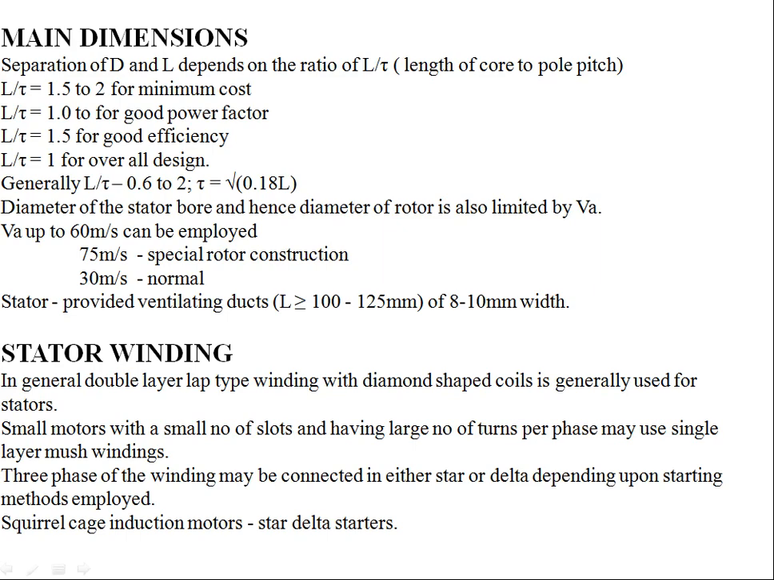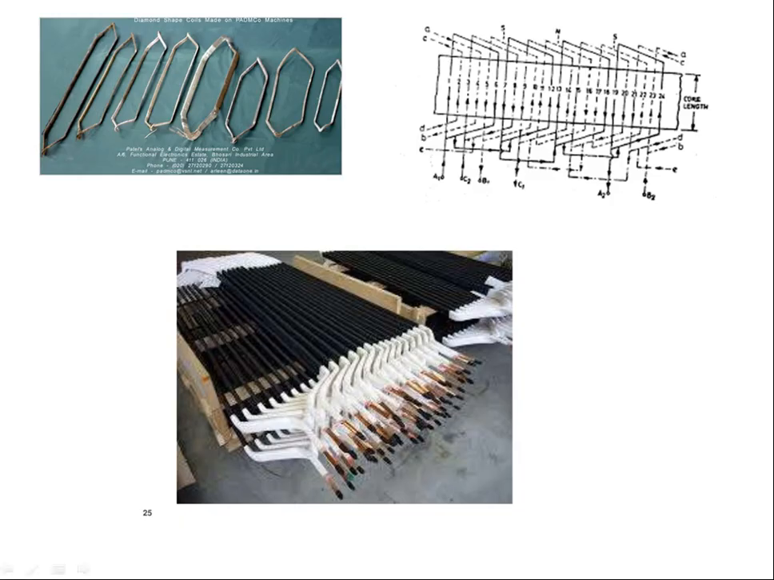Okay, so that is what it is saying. Next one is the stator windings. What are they made up of? Generally, double layer lap type winding with diamond shaped coils is used for stators. To know how it looks, this is how the diamond shaped coils are being used.